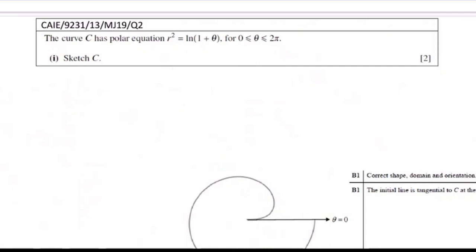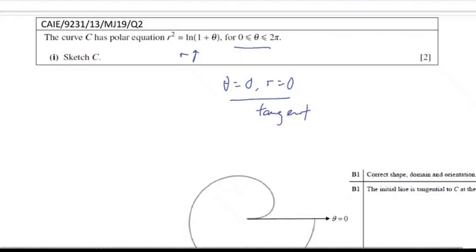So this is another thing. We have r squared equals ln(1 plus theta) from 0 to 2 pi. We see this is a ln function, so we expect that r is getting larger and larger. So r is strictly increasing, and when theta equals 0, r is 0. I won't sketch it, I'll just tell you roughly what happens in this case: when theta equals 0, r equals 0. So this is where the tangent will happen.